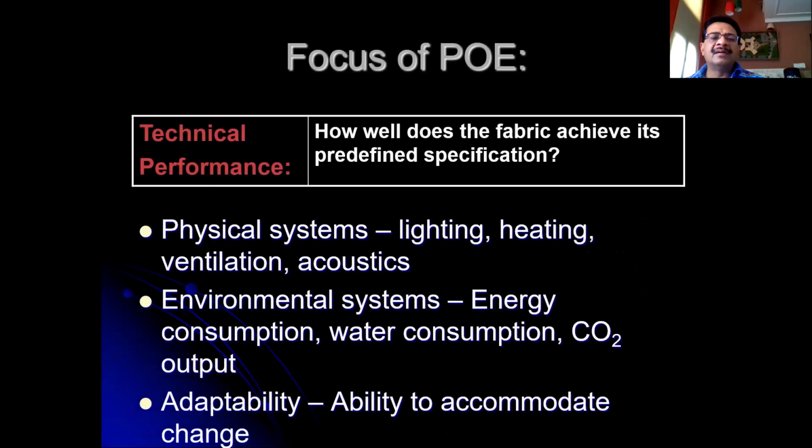So we have the parameters like the environmental parameters, that is energy consumption, water consumption, and you can say the CO2 sensors can measure the indoor air quality in the project. They can gauge this, and how the building is adaptable to accommodate changes.